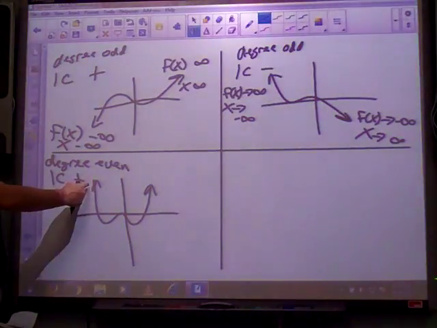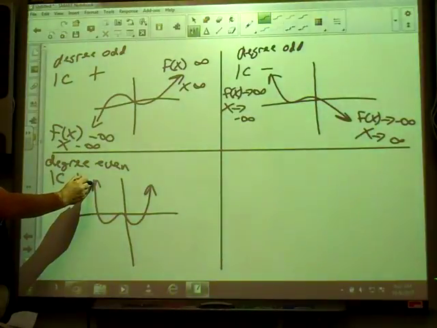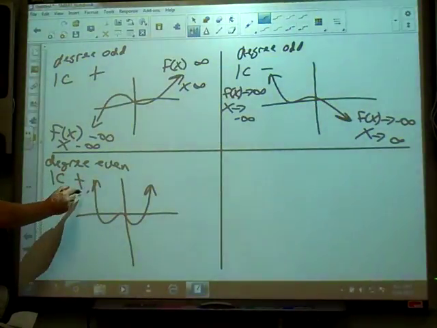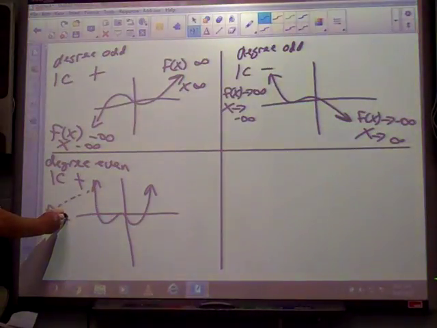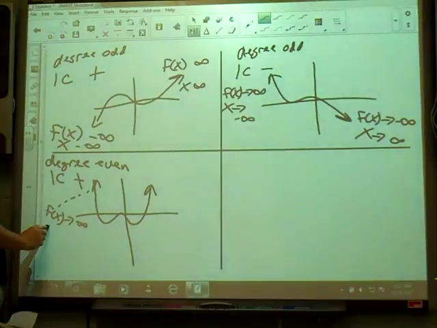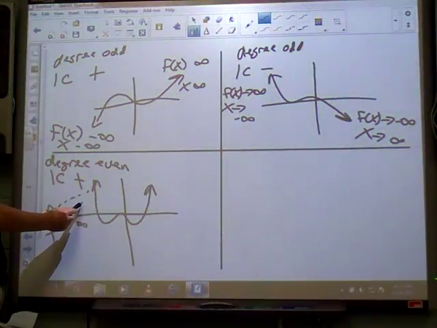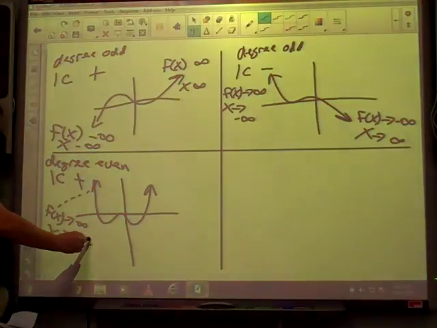Alright, so over here on my end behavior, on this side, my y's, my f of x's are going up, so they're approaching positive infinity. My x's, this thing's going to keep getting wider and wider to the left, which is negative infinity.